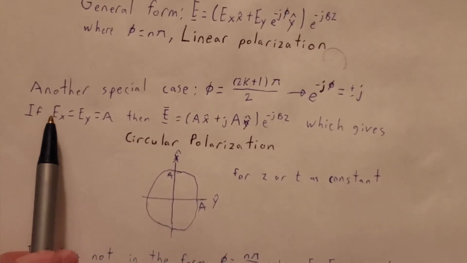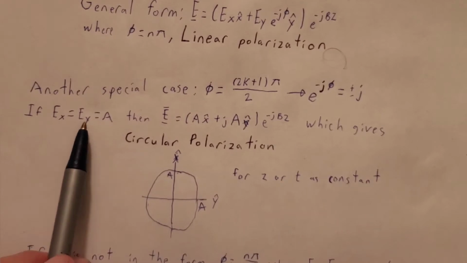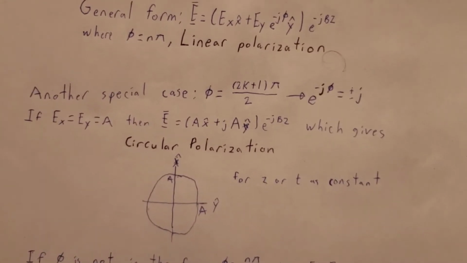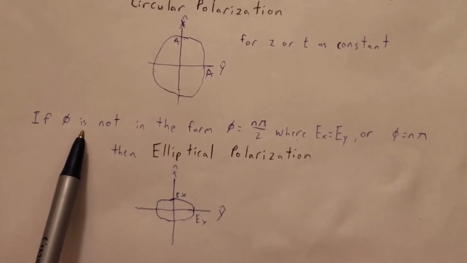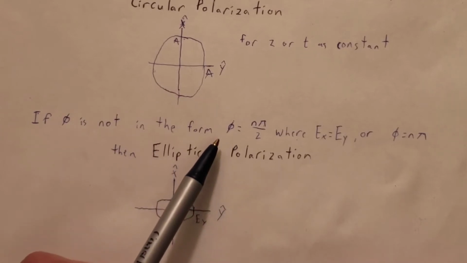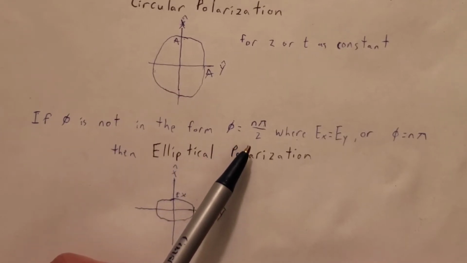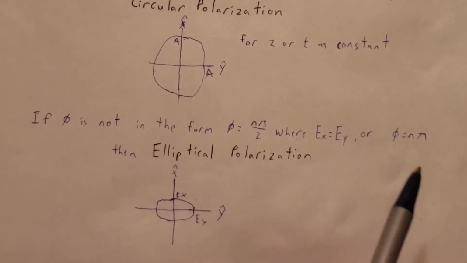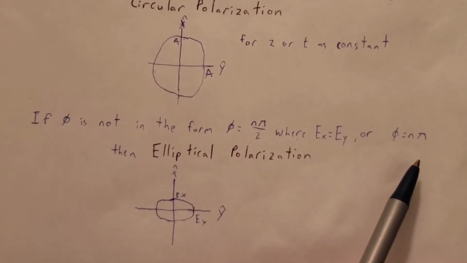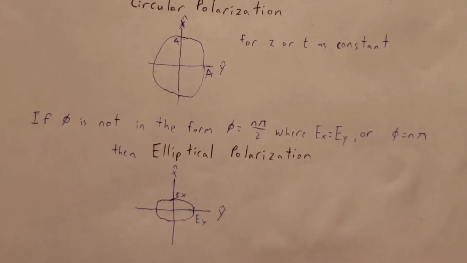So what happens if we don't hold Ex equal to Ey? Then we arrive at elliptical polarization, which is the most general form of this planar wave. So if phi is not in the form of phi equals n pi over 2, where Ex equals Ey and n is odd, or phi equals n pi, then we will have this ellipse in the xy plane.